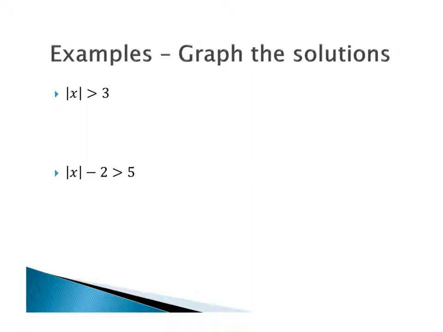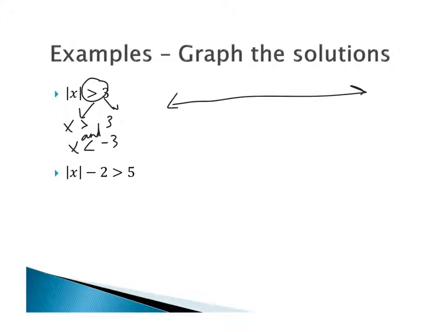So this one is like the last one, except we changed the sign to greater than. I'm still going to split it into 2, and I'm going to say that x is greater than 3 and x is less than -3. So when we graph this on a number line, this is how it's going to look. 0, and then we have 3, and then we have -3. Both of them get open circles.